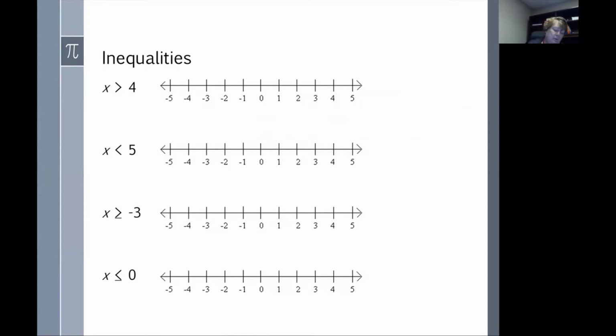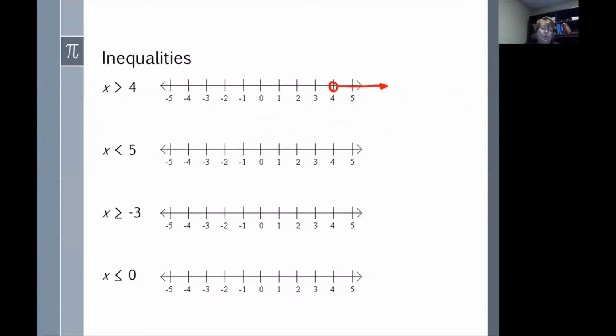So how do we represent this graphically? What we do is we draw an open circle at the 4, and we draw an open circle because we do not have equality. We have x is greater than, not x is greater than or equal to. So since we don't have equality, we don't include 4 in this set. So we draw it with an open circle at 4. And then we draw an arrow to the right. So that graphically represents all the numbers greater than 4.